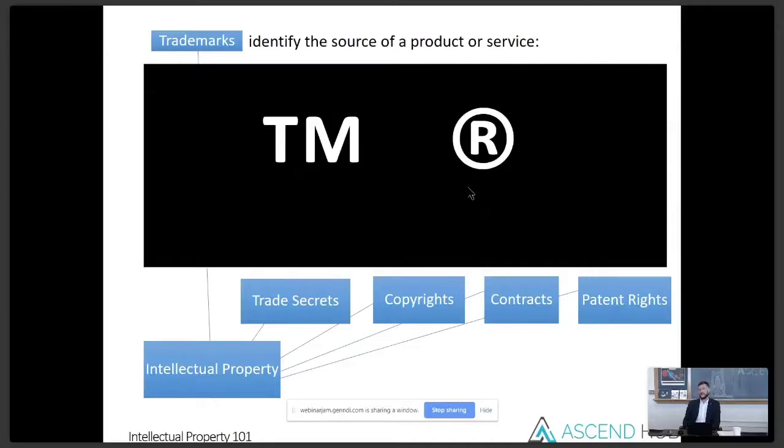Now, I say the U.S. Patent and Trademark Office because, again, most people who are protecting a trademark want to protect it across the entire United States. There are some state trademark offices. However, most of today's registrations go through the USPTO.